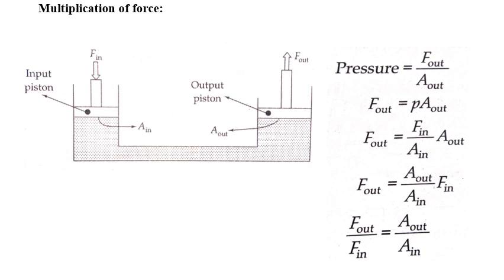Then simplify with force on one side and area on the other side. F out by F in equal to A out by A in. This is the equation of multiplication of forces.